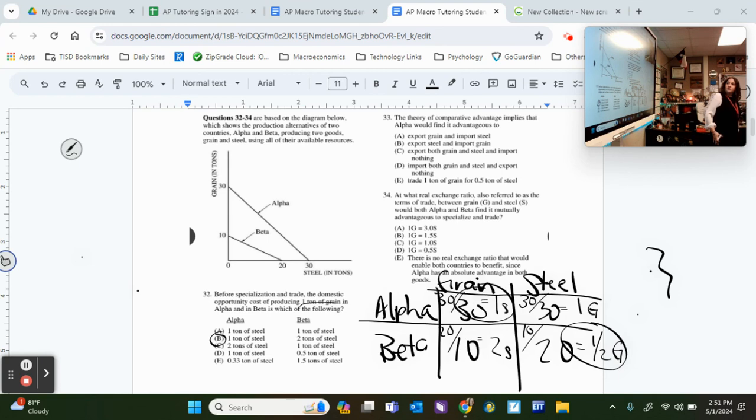On 33, the theory of comparative advantage implies that alpha would find it advantageous to... So remember, whatever they have the lowest opportunity cost in is what they are making, and only making that thing, which means they're going to have to import the other thing that they don't make. Alpha only makes grain, so they're going to have to import steel. Beta only makes steel, so they're going to have to import grain. So it says alpha would find it advantageous to export grain and import steel. And that's A.